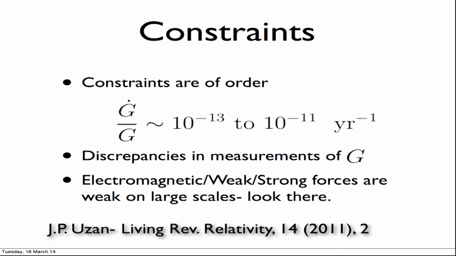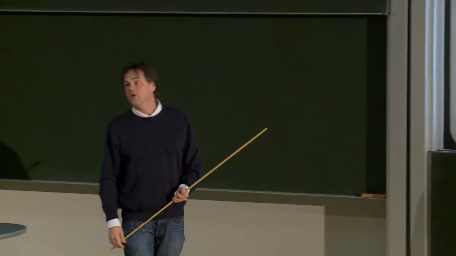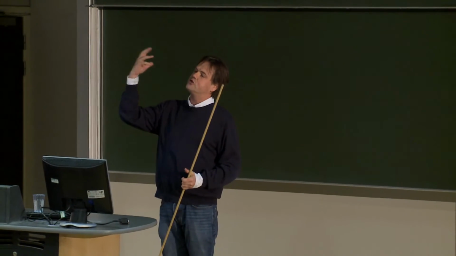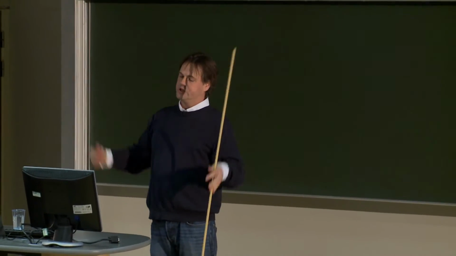So constraints. This is the summary of the constraints. The constraints are of order, and having read more carefully, I would say that it's 10 to the minus 12 to 10 to the minus 11 per year, G dot over G. And there are discrepancies in measurements of G that we will quickly look at, which is interesting. Given that electromagnetic, weak and strong forces are weak on large scales, you want to look on large scales. So the best constraints on G are going to be on large scales.